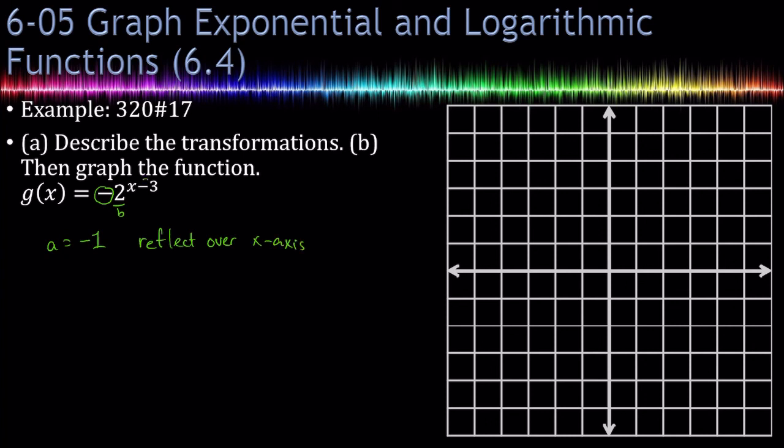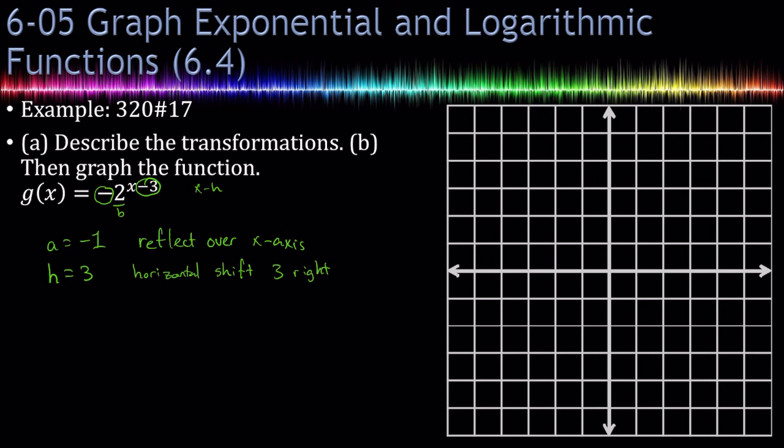What else do we see? We see this minus 3. So that was x minus h, so that means our h must be 3, which means it is a horizontal shift 3 to the right. And then graph the function.